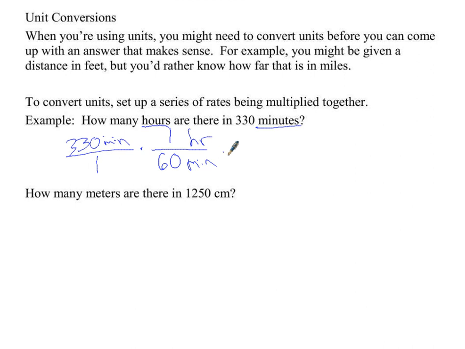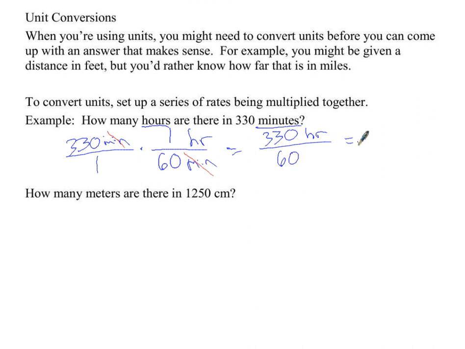And now I just have fractions that I can multiply across. So if you take a look, just make sure that your units are actually disappearing here. The minutes divided by minutes is gone, and I'm left with hours, which is what I was looking for. So multiply across, and I get 330 times 1 is 330 hours divided by 1 times 60, which is 60.